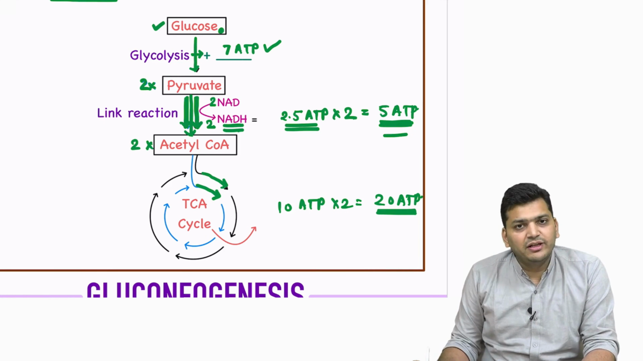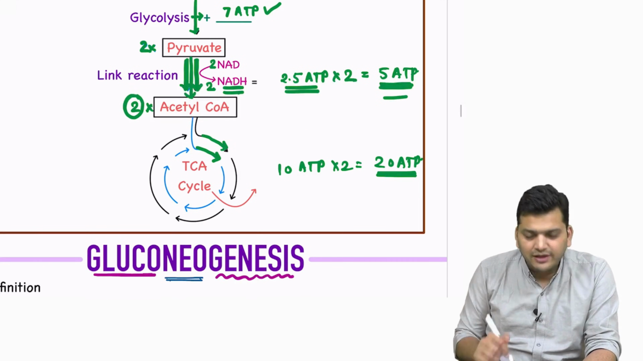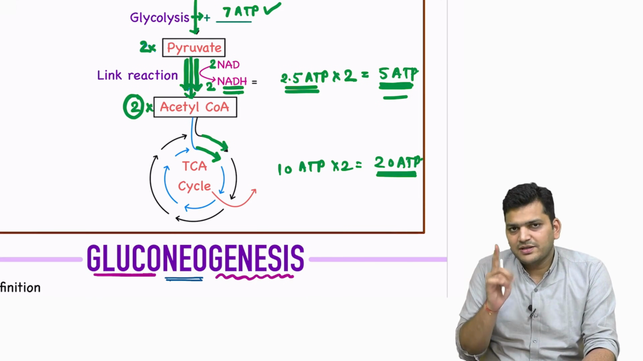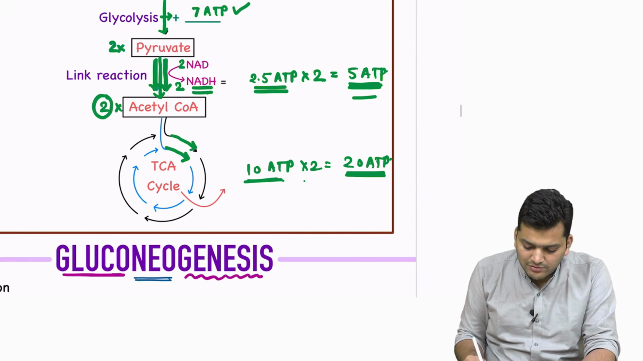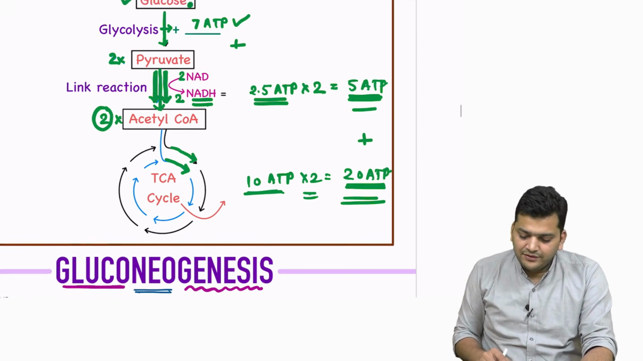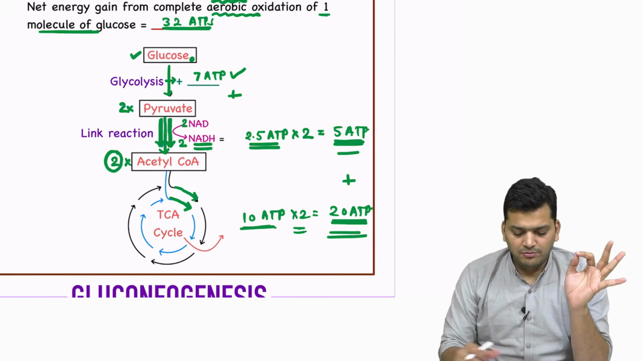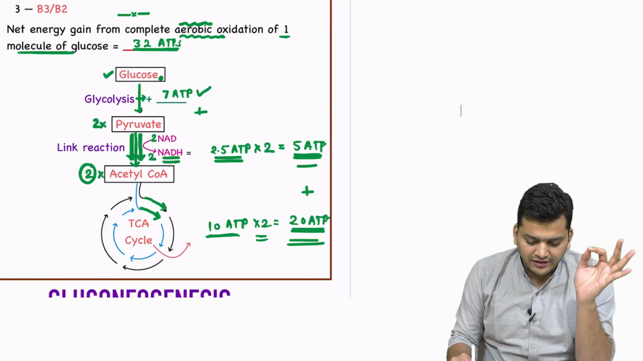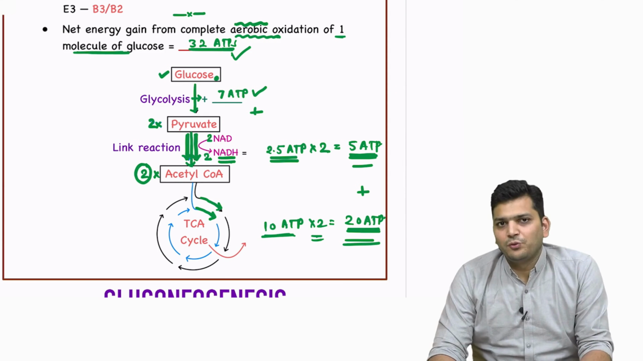So the link reaction will give us 5 ATPs, and ultimately we are going to get 2 molecules of acetyl-CoA that is going to run the Krebs cycle 2 times. One time the Krebs cycle will give 10 ATP, 2 times will be 20 ATPs. So the net energy gain is 7 plus 5 plus 20. From one glucose molecule, maximum how many ATPs can we get? We can get 32 ATPs. The maximum ATPs that we can get is 32 ATPs.